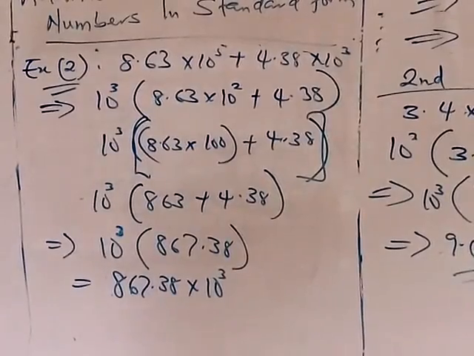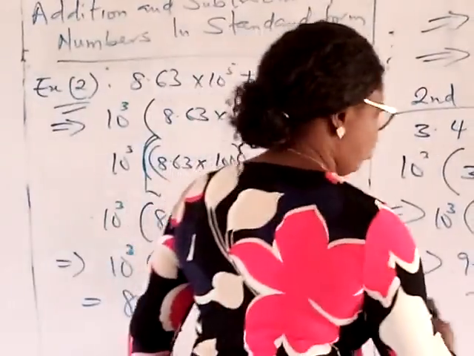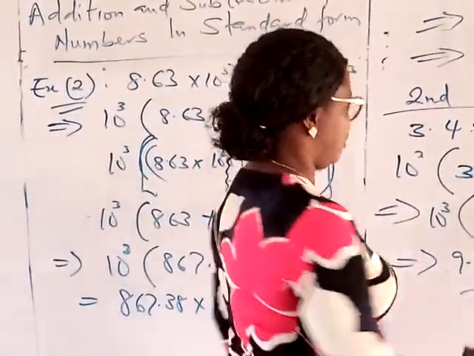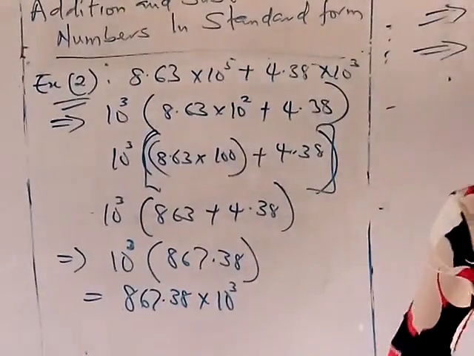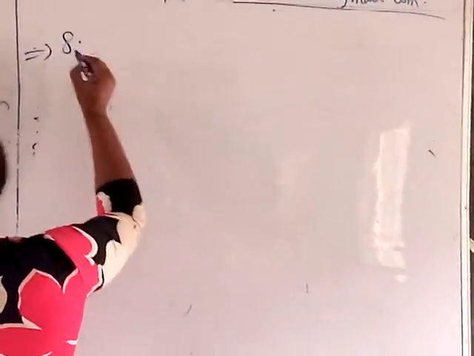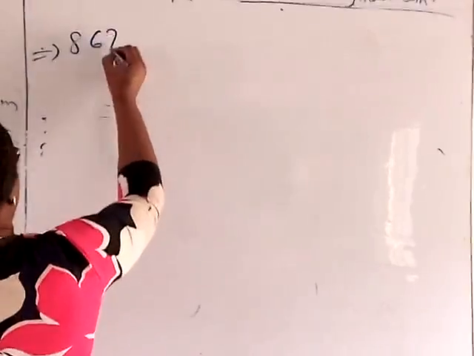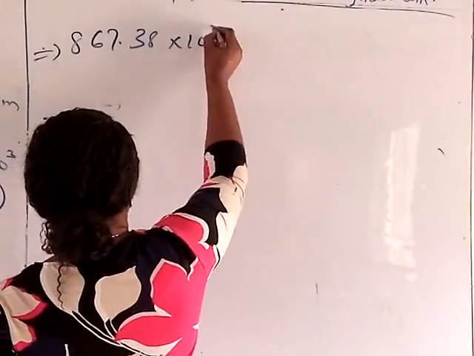867.38, which has not conformed to the rule of standard form. That is, the number should be a number between 1 and 10. And as such, that means we have to take our answer to standard form. You can't leave it here. So we have to take 867.38 times 10 raised to the power 3 to standard form.